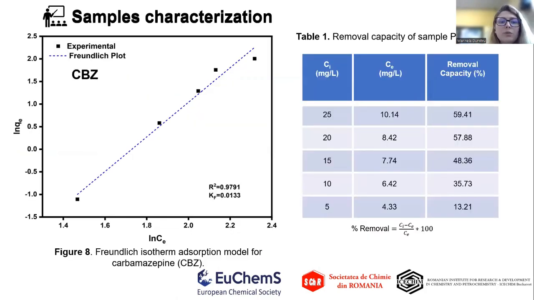I was trying to make for carbamazepine the Freundlich isotherm, and also from table 1 it can be seen the removal capacity of sample P6K for carbamazepine. It's like 59% of removal capacity for my sample, which is a very good behavior.